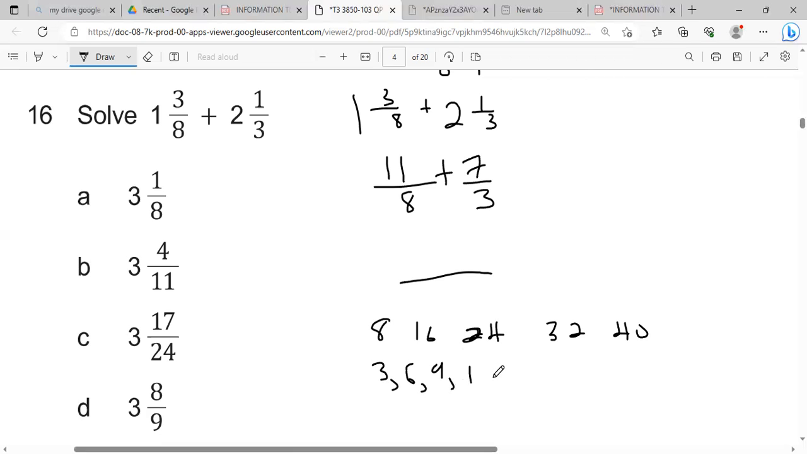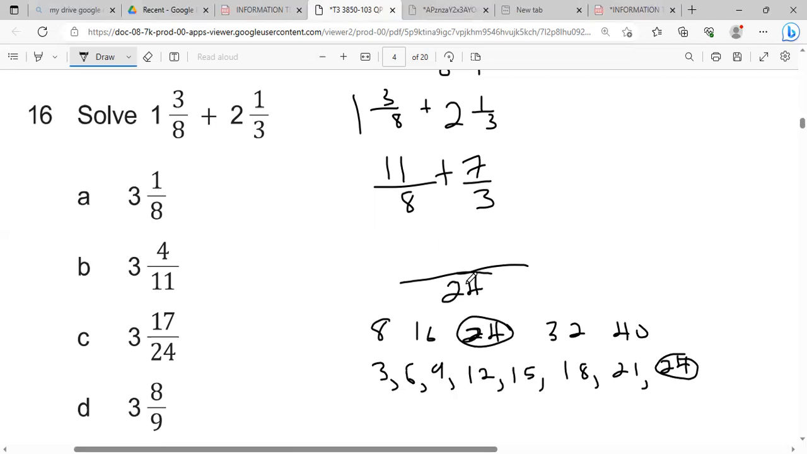So we have 12. Still not in the number, right? So we continue adding 3. Still not in the number. 18. Still not in the number, right? 21. Still not in the number. Voila! We see 24. So that means 24 is the lowest common multiple, right? And notice it says multiple, so it's as if you're multiplying. And we know multiplication is just addition.